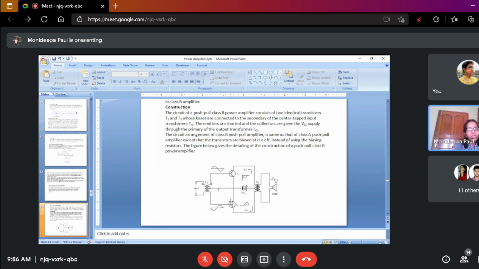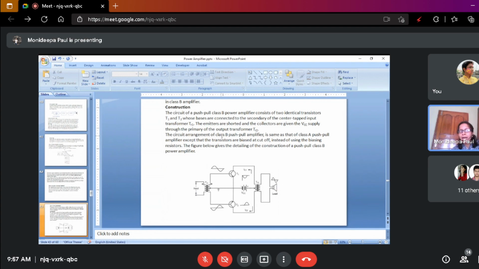During the negative half cycle of the AC input signal, this transistor conducts and we get the other half of the output signal. So using these two transistors, we get the output in a complete cycle. But at a time, only one transistor is in conducting mode. Due to this reason, this is called a class B power amplifier. And since both transistors are present, this is a push-pull power amplifier.